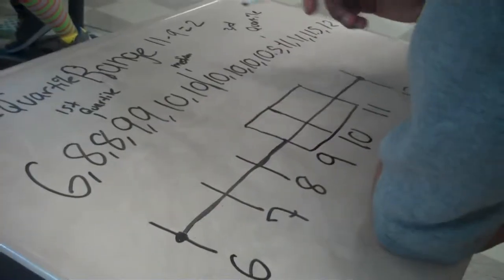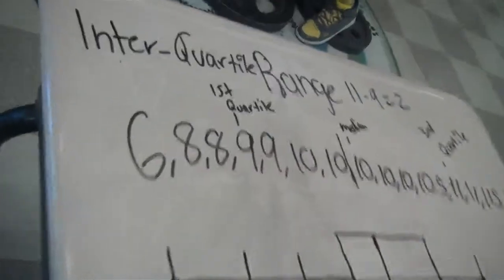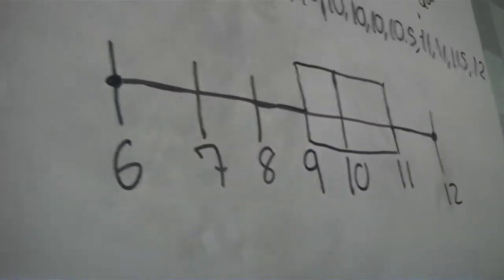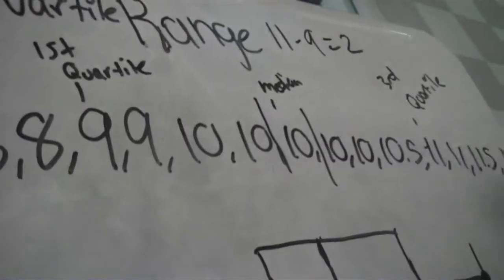Okay. So next thing we're going to do in measures of central tendencies is the interquartile range and the box and whisker plot, to be exact. Okay. So we already know that our median is 10. Now there's something we call the first quartile and third quartile. There's 3 quartiles. The median is the second quartile.